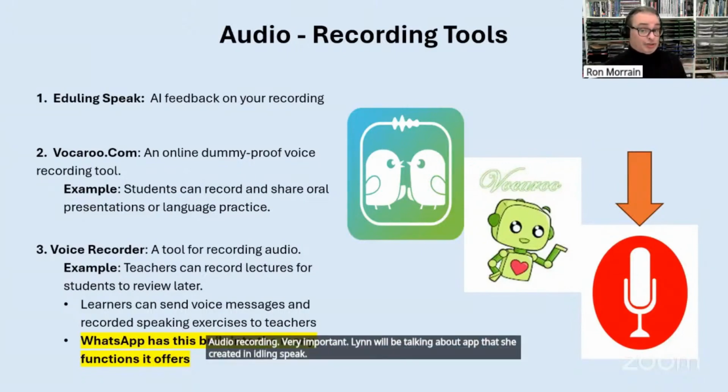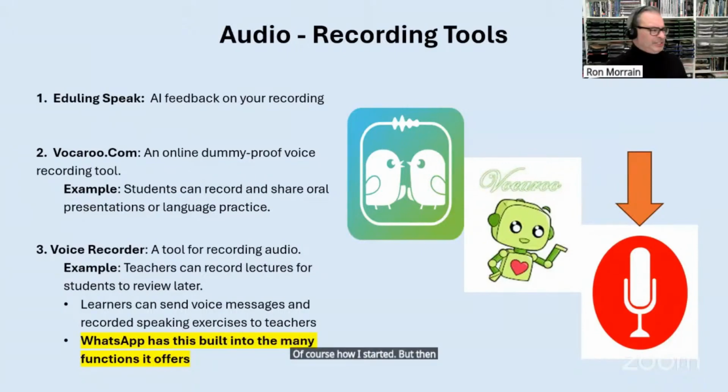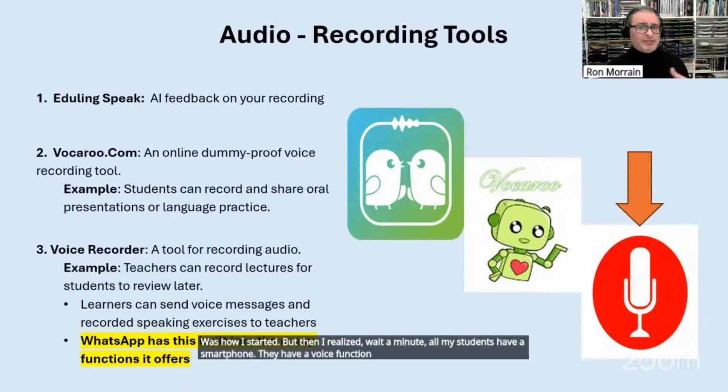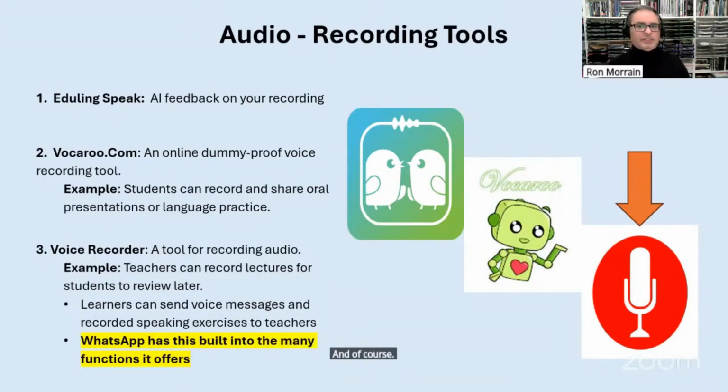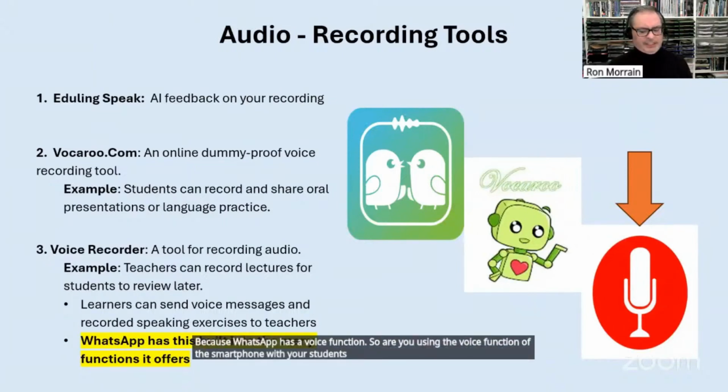Vakuro was how I started, but then I realized, wait a minute, all my students have a smartphone. They have a voice function there, and I started using the voice function in the telephone to get students to start speaking, sending me reading things, working on their pronunciation, and of course, always doing reviews and summaries of all the classes that we have because WhatsApp has a voice function. So are you using the voice function of the smartphone with your students, and how are you using it?